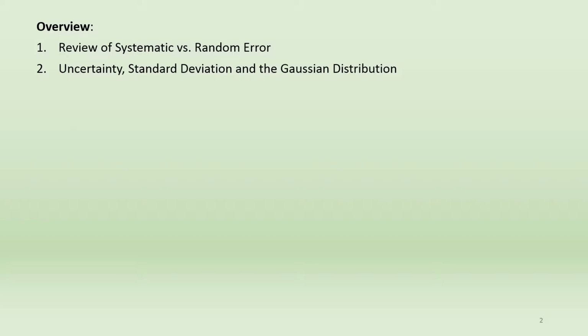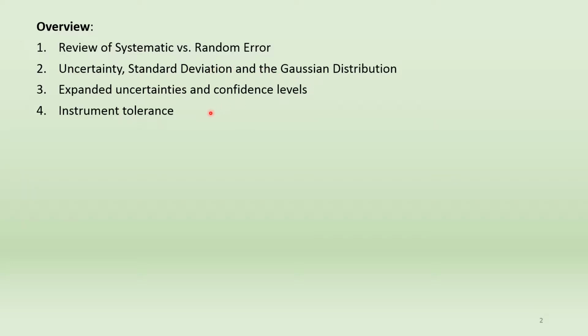A brief overview of what we will cover in this video is a very short review of systematic versus random error, uncertainty, standard deviation, and the Gaussian distribution, expanded uncertainties and confidence levels, and instrument tolerance.